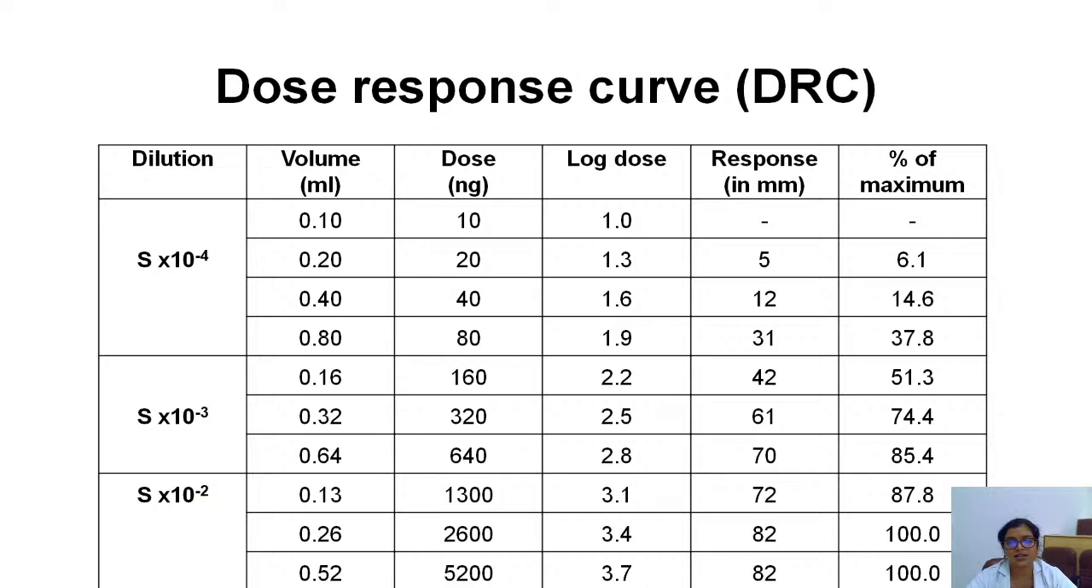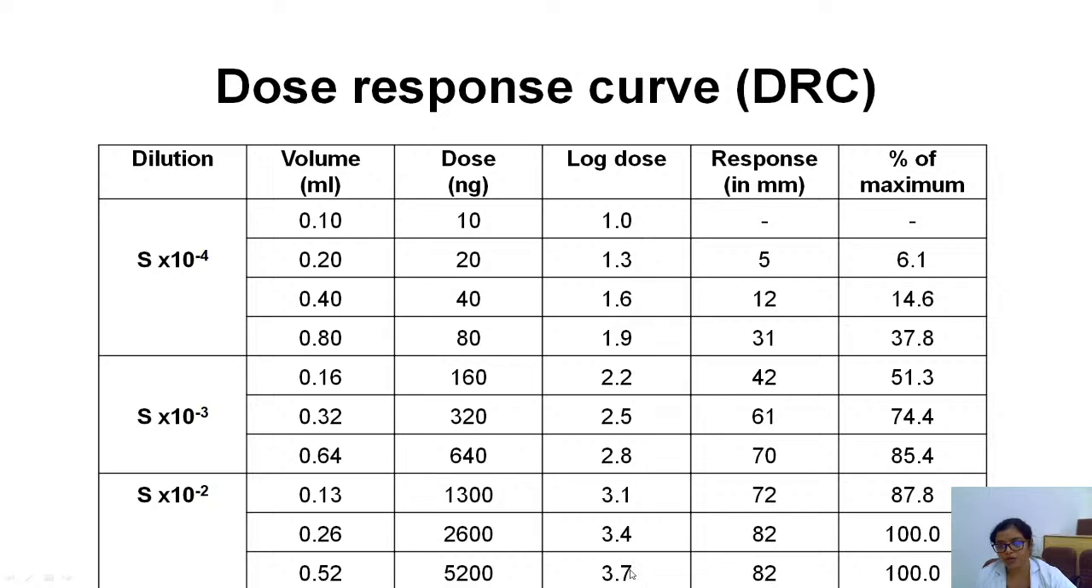So in such cases, wherever your variable is increasing geometrically, in geometric progression, not arithmetic progression, then you have to use a logarithm of that. So that's why we plot a log DRC, not the exact DRC. So we take the log dose of all the individual doses.